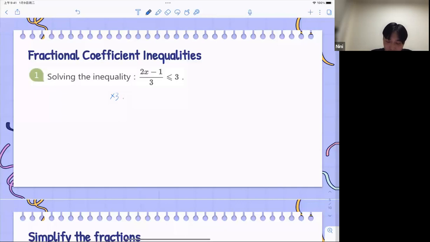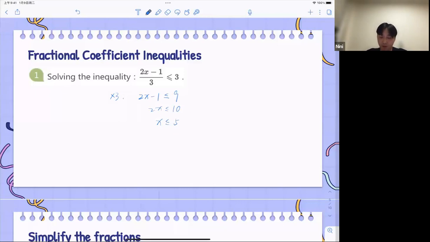What we get is 2x minus 1 is less than or equal to 9. That means 2x is less than or equal to 10. So x should be less than or equal to 5.